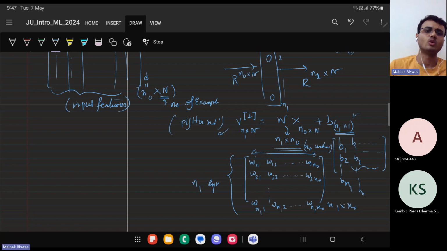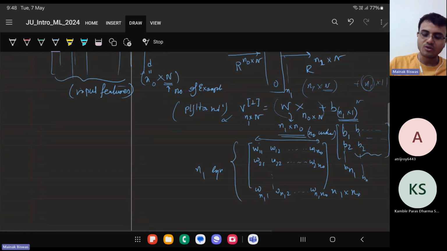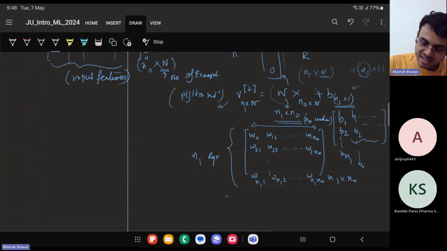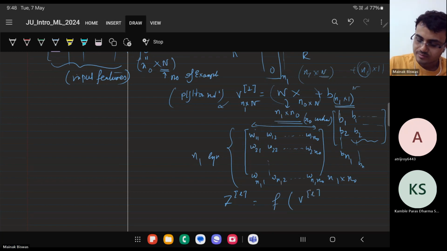Right? When we add a scalar to a vector, you will just add them as it is. This is n1 cross n. You add an n1 cross 1. So what you will do is add this n1 vector to all of these n. Now, if it is clear to you, your ZL will be just the point-wise activation function of VL.